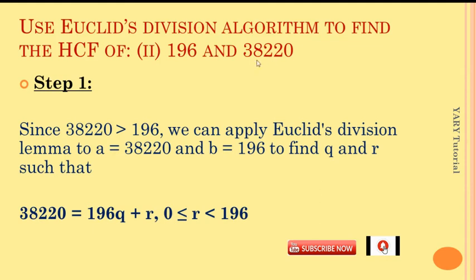Since in this question 38,220 is greater than 196, we can apply Euclid's division lemma to A is equal to 38,220 and B is equal to 196 to find the quotient Q and remainder R such that 38,220 will be equal to 196 into quotient plus R, where our R will be ranging between 0 and 196.